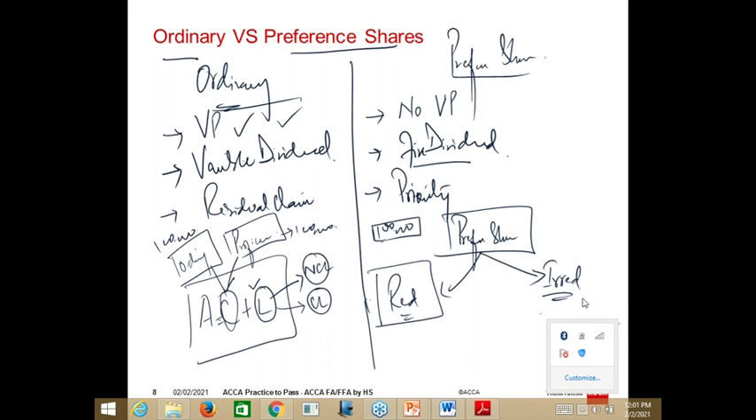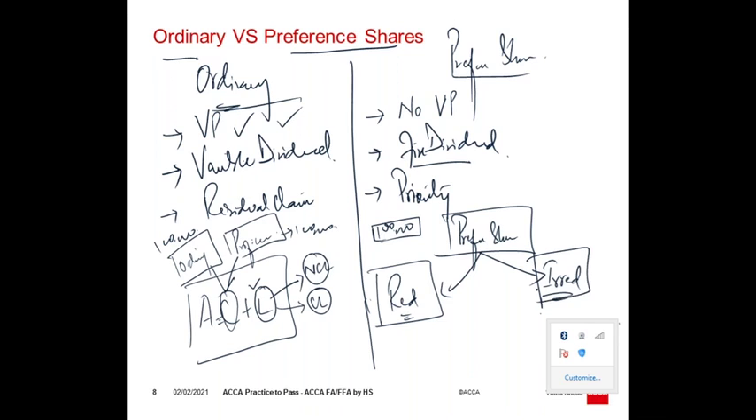So we were discussing the preference shareholders. Preference shares can be redeemable or irredeemable. If the preference shares are redeemable, accounting says that it is more like a liability, so it should be classified into liability. And if the company has issued irredeemable preference shares, it is more like equity, and it should be classified into equity. So do remember this point: redeemable preference share capital is actually a liability of the business.